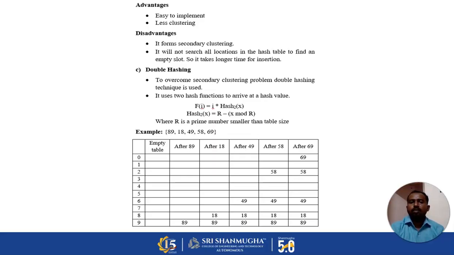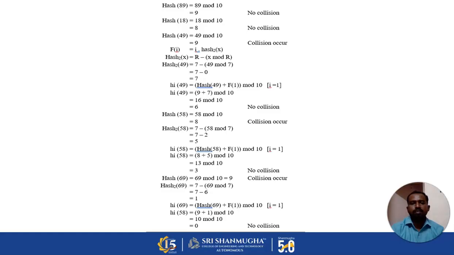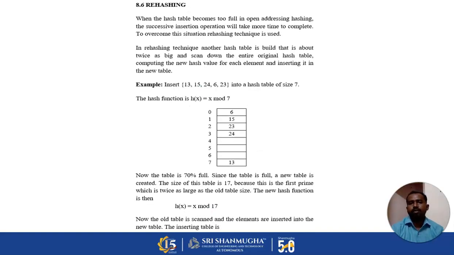Next, double hashing. To overcome the secondary clustering problem, the double hashing technique is used. It uses two hash functions to arrive at the hash value. f of i equals i times hash2 of x, where hash2 of x equals r minus (x mod r), where r is a prime number smaller than the table size. This is the example table given, showing where collisions occur or do not occur. You can refer to it.